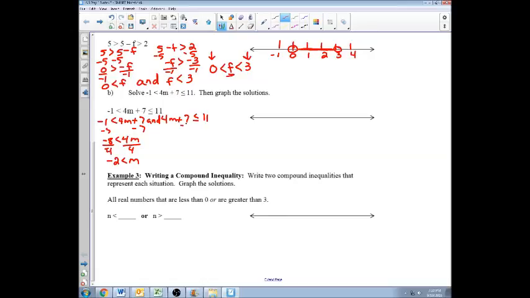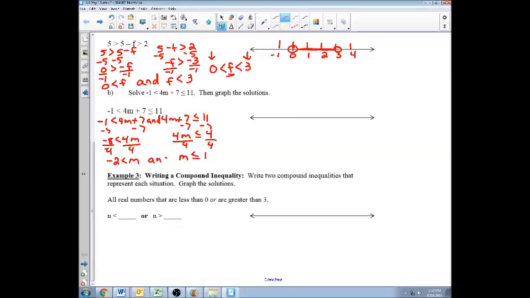And over here, I need to subtract 7. So 4m is less than or equal to, that would be 4, I'm sorry, 11 minus 7 would be 4. Divide by 4, divide by 4. M is less than or equal to 1.